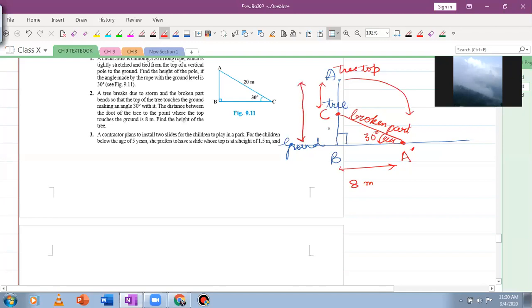आपको total height find करनी है. So first thing we need to do is we need to find out this part, which is actually still standing, part CB, and then we need to find out the length of the broken part. And then we can find out the total of the two, and that will tell you the height of the tree.